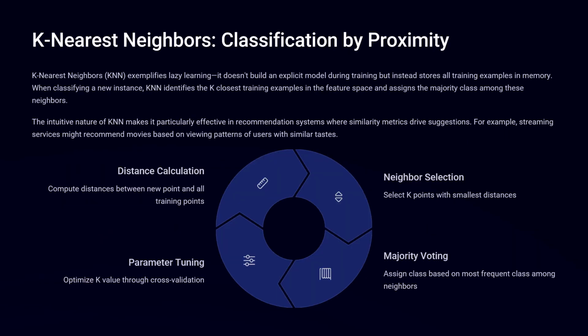K-nearest neighbors, classification by proximity. K-nearest neighbors exemplifies lazy learning. It doesn't build an explicit model during training but instead stores all training examples in memory.